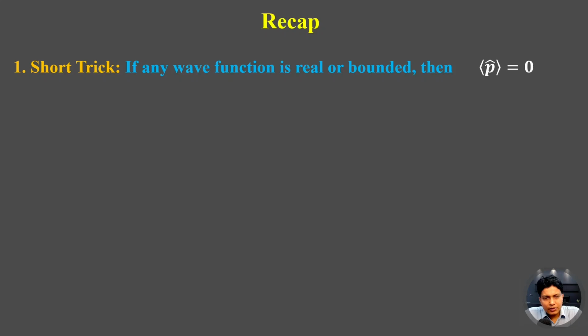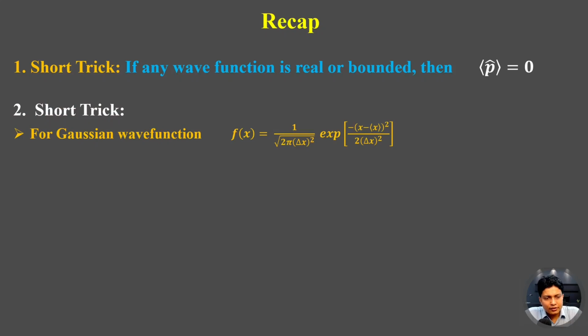If any wave function is real or bounded, then the expectation value of p will be equal to 0. The next short trick is for any Gaussian wave function f(x) equal to 1 upon under root 2 pi delta x square, exponential minus (x minus expectation value of x) whole square divided by 2 times delta x whole square.